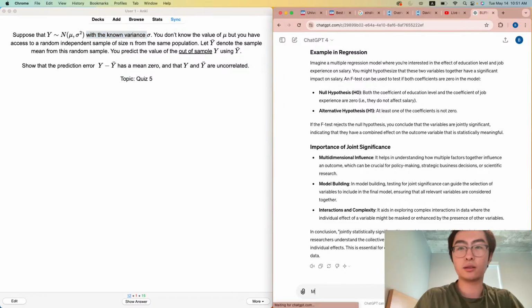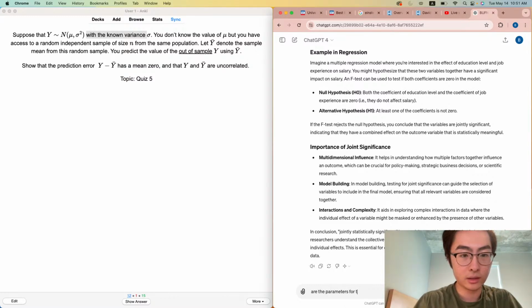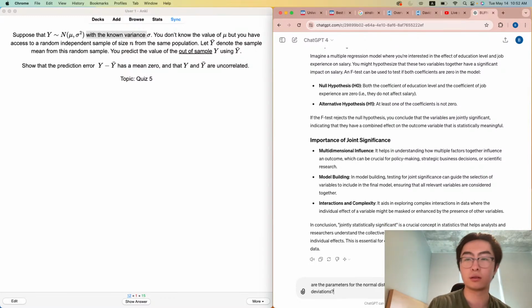Oh wait, let me see. Are the parameters for the normal distribution normally actually expressed as variances or standard deviations? Yeah, let's see.